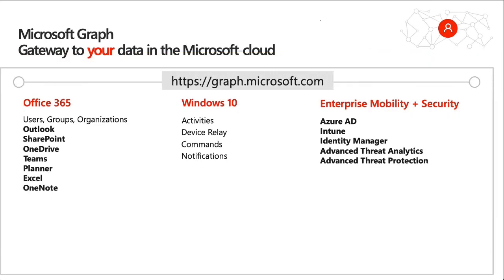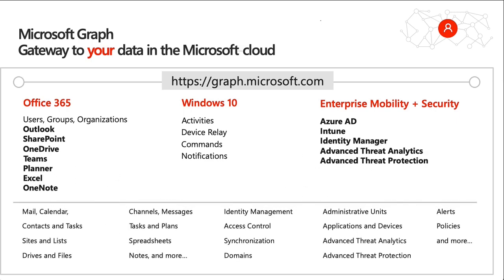The Microsoft Graph is the gateway to your data in the Microsoft Cloud. As you see from the bottom of the list, we've got a lot of different services and data types that we can take advantage of from Office 365 and Microsoft, and it's all considered part of the Microsoft 365 platform. We can work with mail, calendar, contacts and tasks. We can work with content inside of SharePoint sites and lists, files inside of OneDrive, things inside of Microsoft Teams, and users inside of Azure Active Directory. There are so many different things that we can take advantage of.